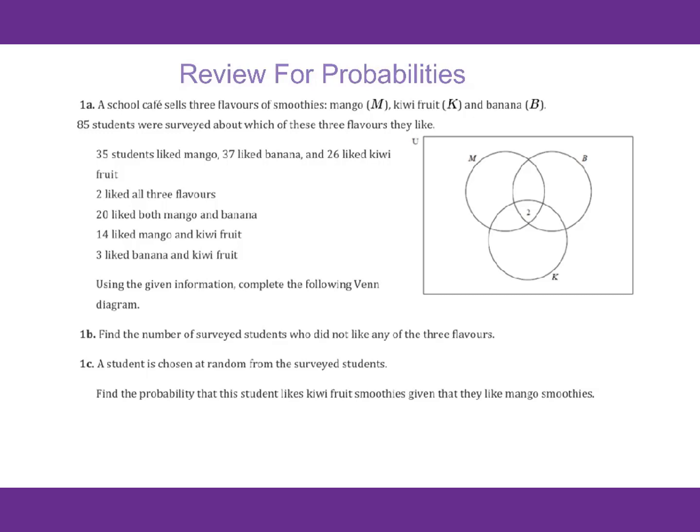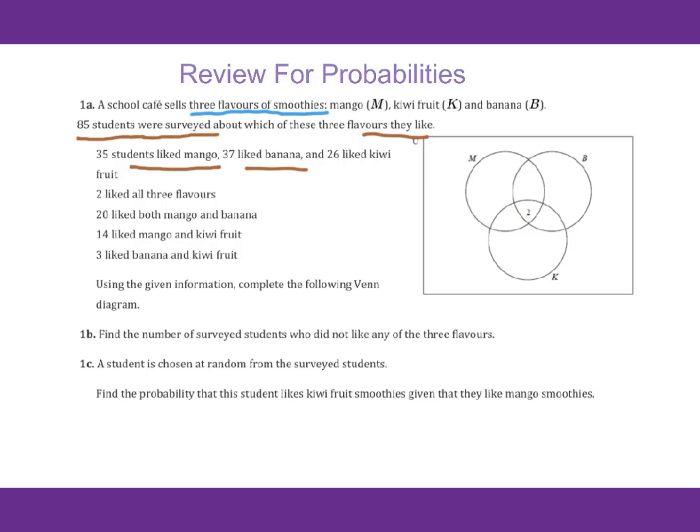This video is about to review for probabilities. 1A. A school cafe sells 3 flavors of smoothies: mango, kiwi fruit, and banana. 85 students were surveyed about which of these 3 flavors they like. 35 liked mango, 37 liked banana, 26 liked kiwi fruit.